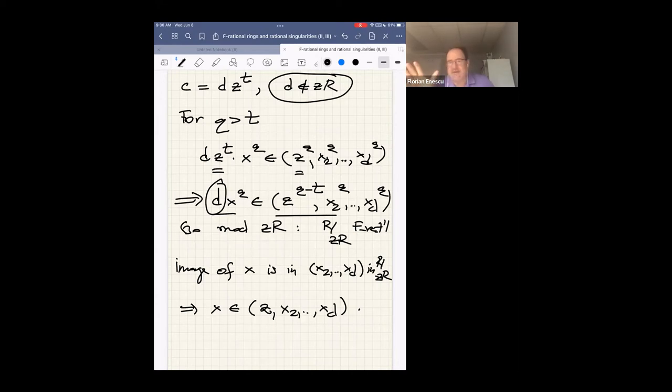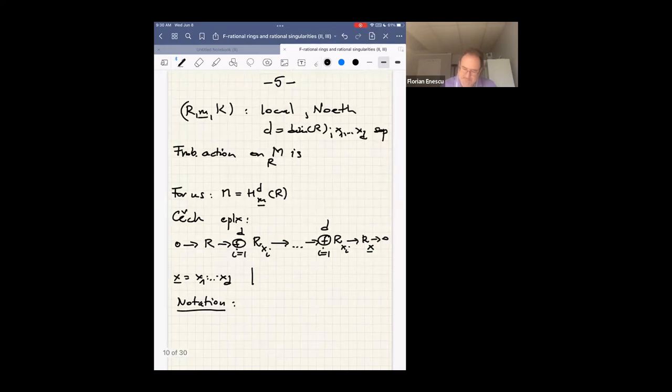All right, so now let's move to a different point of view about F-rational rings, which is very important, and that's in connection to local cohomology, okay? So let's fix some notation. I'm just going to talk about local rings, Noetherian, dimension d, and as before, X1 through Xd denote a system of parameters.